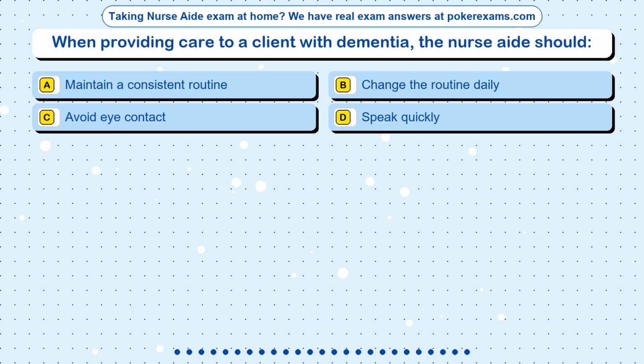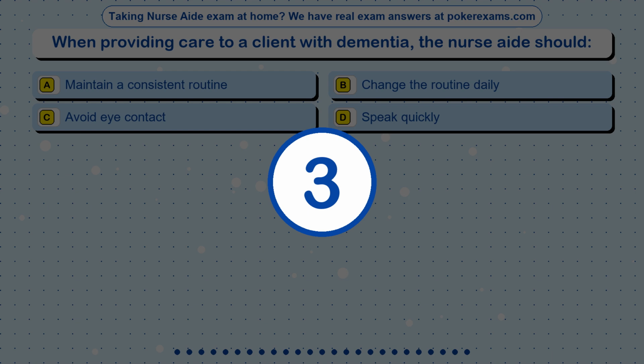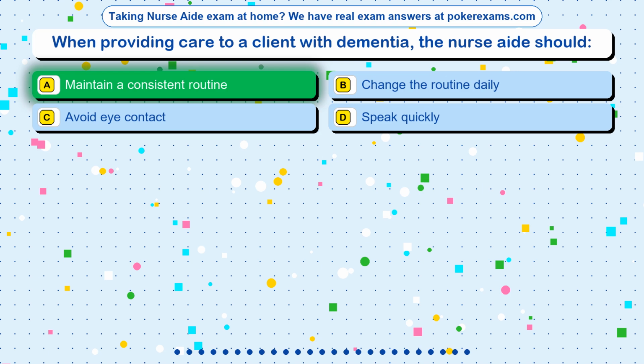Question 7. When providing care to a client with dementia, the nurse aide should: Option A, maintain a consistent routine. Option B, change the routine daily. Option C, avoid eye contact. Option D, speak quickly. The correct answer is option A, maintain a consistent routine.